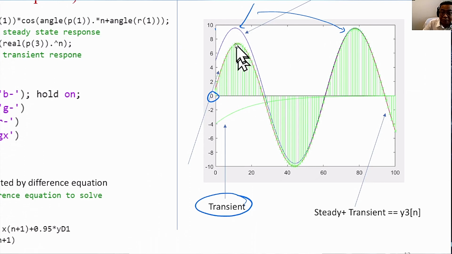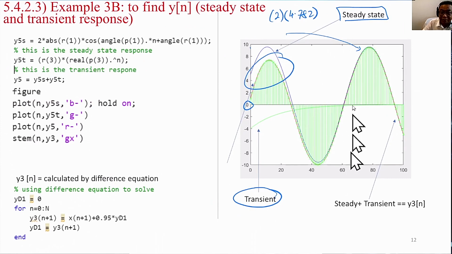So when we add the steady state and the transient, once the transient dies, it looks like a cosine that is phase shifted. But in the front, you realize that the steady state plus transient is not what you expected of a steady state cosine.